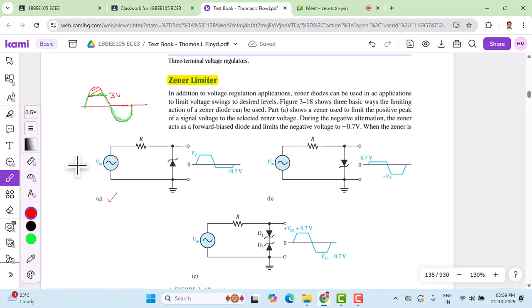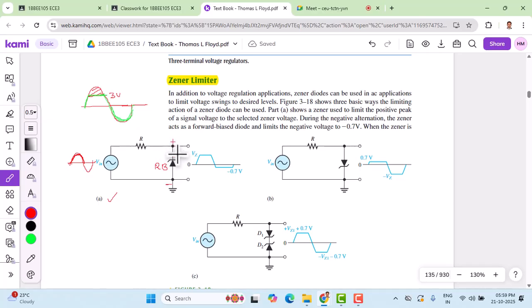So here we have an input sinusoidal which is applied as an AC source, and here we have a Zener diode. Let us see how it works for the positive half cycle and the negative half cycle. During the positive half cycle, let us see the condition of the Zener diode. There will be positive polarity here and negative here. With this polarity, the Zener diode becomes reverse biased.